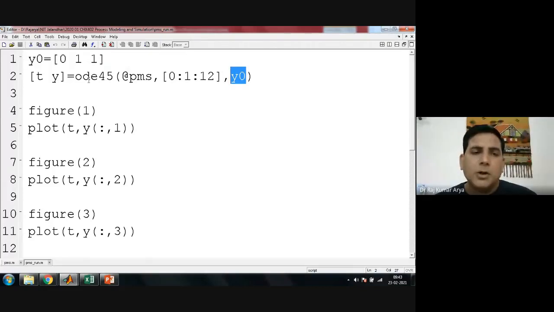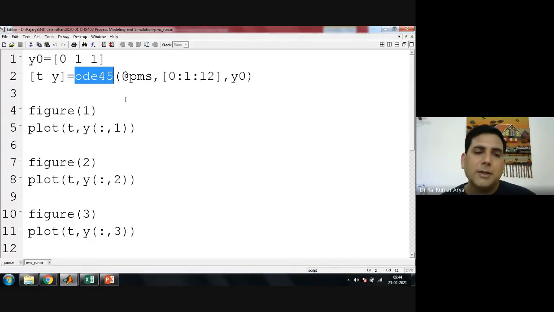You want to solve that function file for time and y. It is being defined in this way only: square bracket t space y. Now this is the solver name. You have ODE45. Did any one of you try to find what ODE45 is?